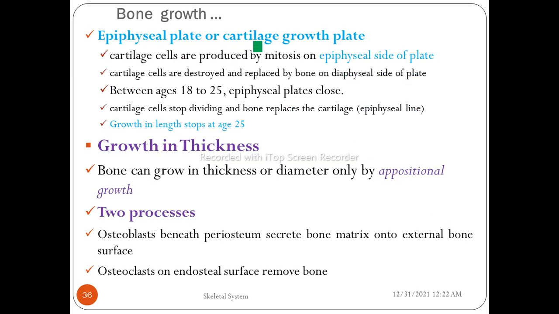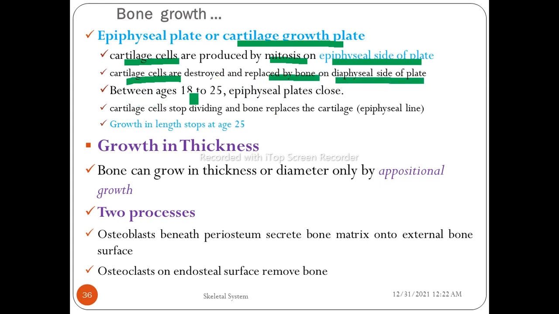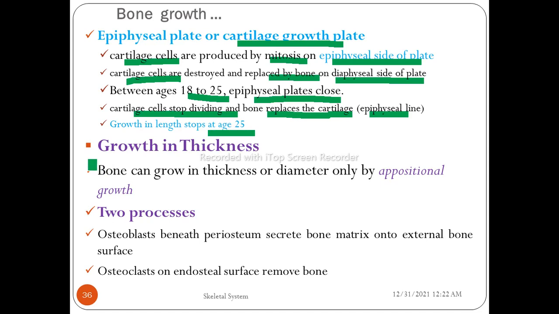The epiphyseal plate, or cartilage growth plate: cartilage cells are produced by mitosis on the epiphyseal side of the plate. Cartilage cells are destroyed and replaced by bone on the diaphyseal side of the plate. Between age 18 and 25, the epiphyseal plate closes. When it closes, it forms a line. The cartilage cells stop dividing and bone replaces the cartilage. That becomes the epiphyseal line. So growth in length stops at about 25 years, on average. The second type of growth is growth in thickness or width.